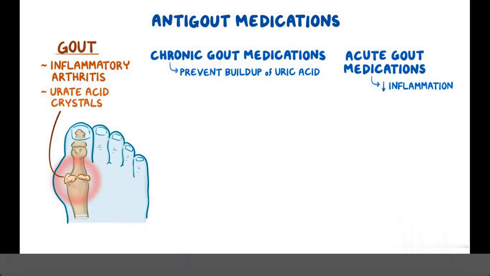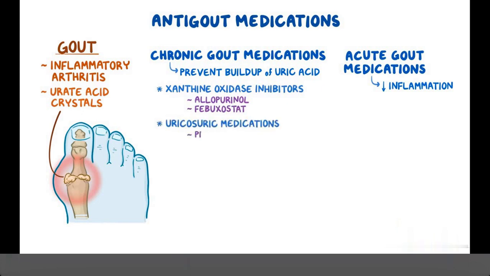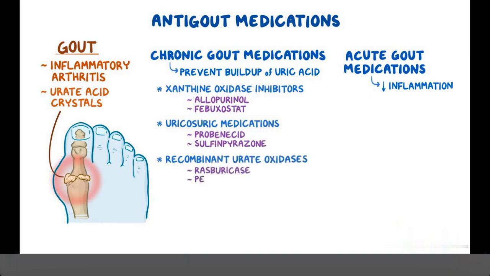Chronic gout medications include xanthine oxidase inhibitors like allopurinol and febuxostat, uricosuric medications like probenecid and sulfinpyrazone, and recombinant urate oxidases like rasburicase and pegloticase. On the other hand, acute gout medications include non-steroidal anti-inflammatory drugs, glucocorticoids, and colchicine.